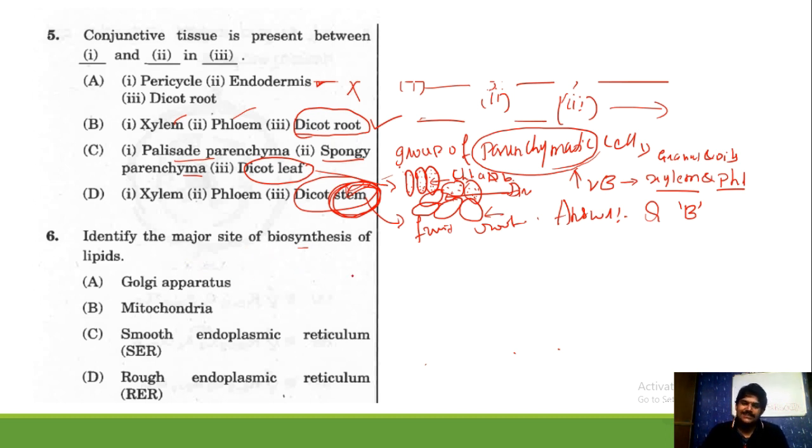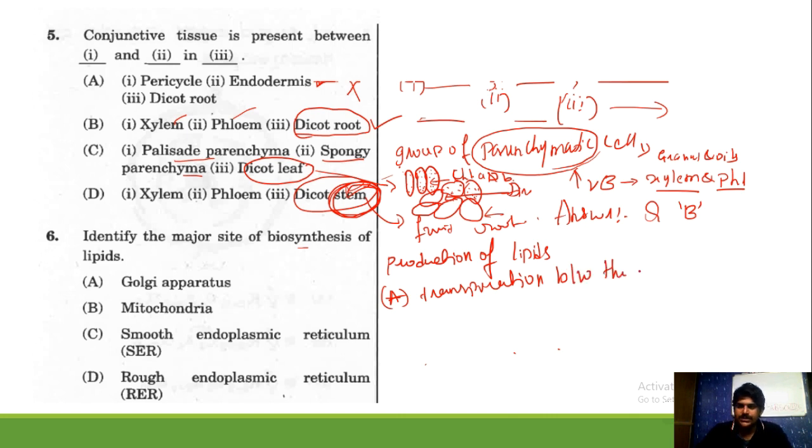Identify the major site of biosynthesis of lipids. The biosynthesis of lipids means production of lipids. So where can we see it? In the given options, those are the cell apparatus. Let's see what those are. The Golgi complex: the function of the Golgi complex is to help in the transportation between the cells.